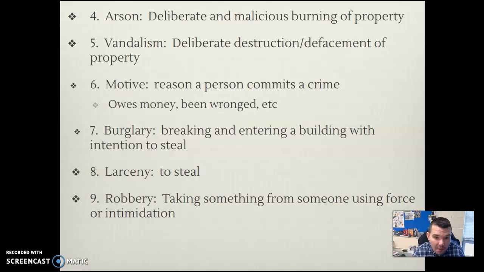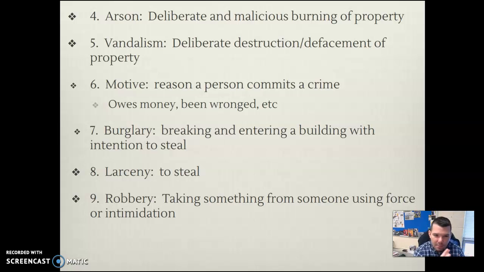You might owe somebody money. You might have been wronged in the past. Your husband or wife cheated on you, whatever the case might be. So again, motive is a reason for why you commit a crime, and those could vary over a wide range of factors. All right, now burglary.